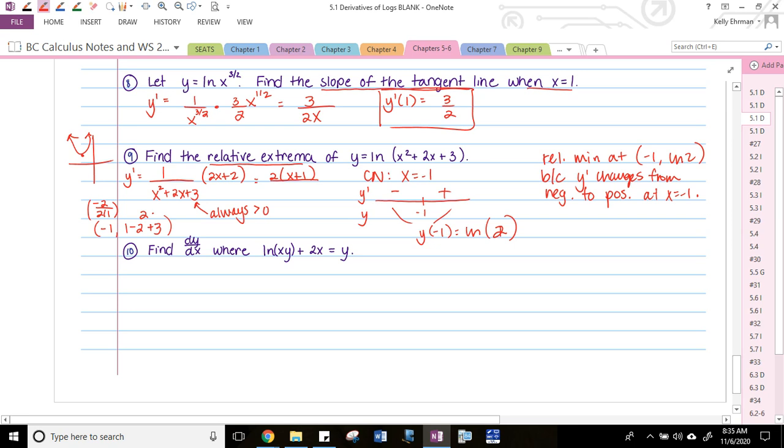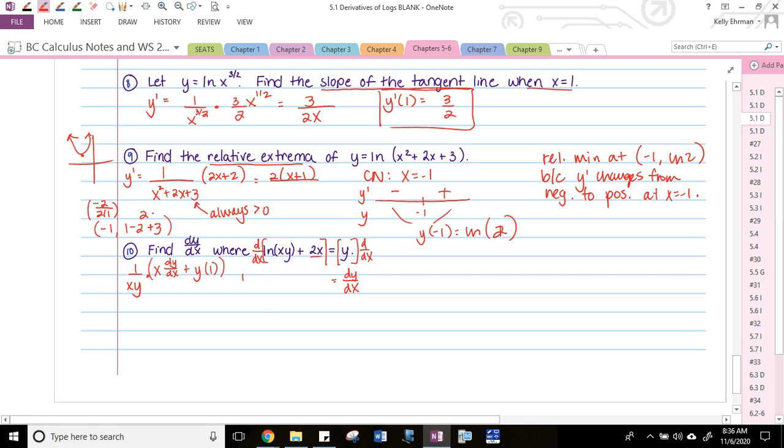Find dy dx where natural log of xy plus 2x equals y. So find dy dx. How do we do this? This is one of those differential equations, right? Remember, we want to say, well, let's differentiate with respect to x on both sides of the equation. So this y becomes dy dx. And over here, we take derivatives. We have 1 over xy times, what's the derivative of x times y? It's the first function x times the derivative of the second, dy dx, plus the second times derivative of the first.